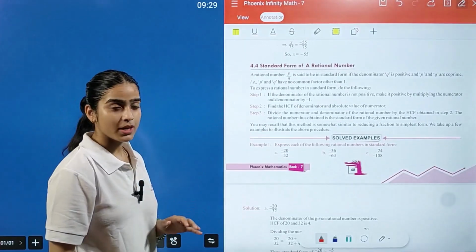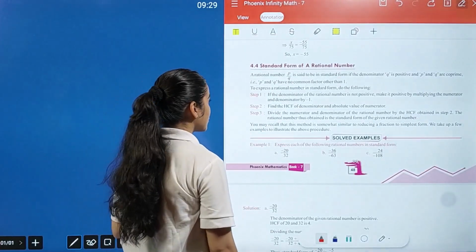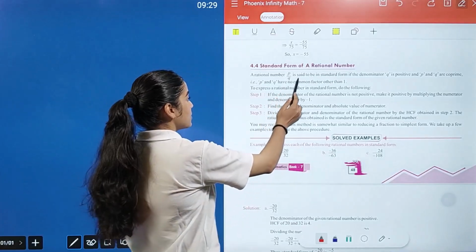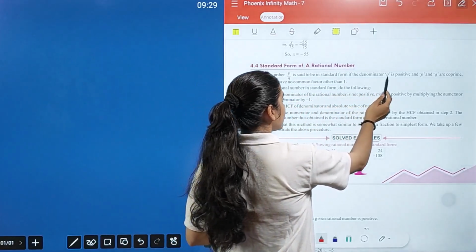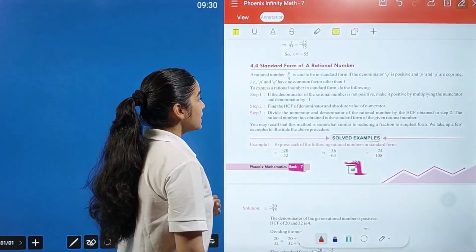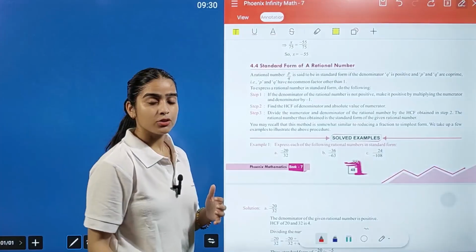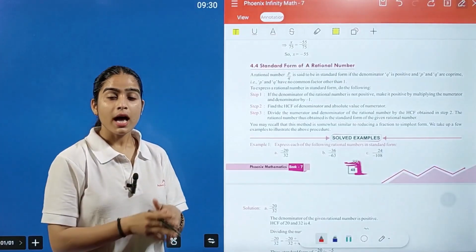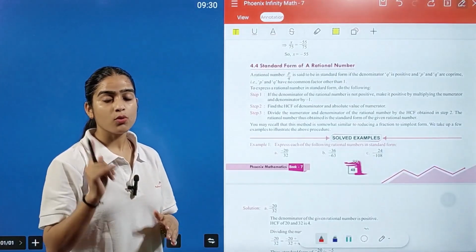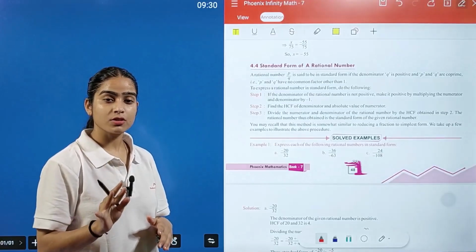Now standard form of a rational number. For standard form of a rational number, we have some conditions. A rational number p by q is said to be in standard form if the denominator q is positive and p and q have no common factor other than 1. So you can say that your denominator should be positive and p and q have only one common factor, which is 1.